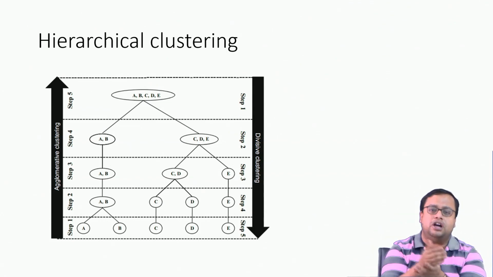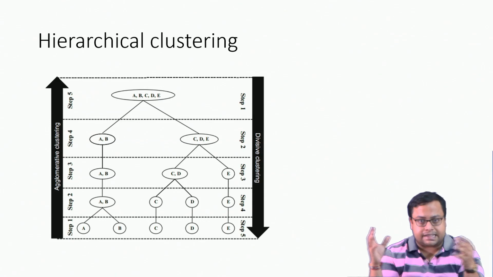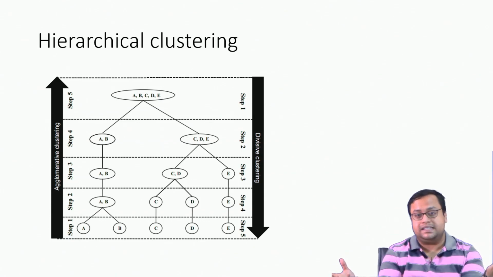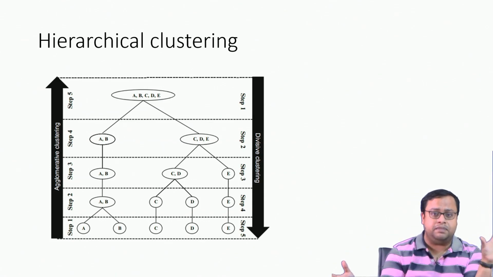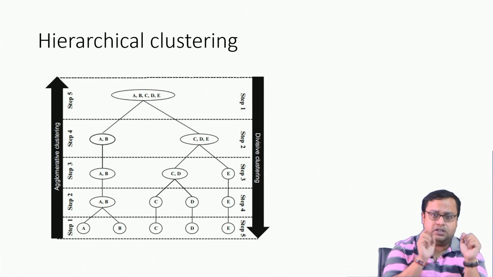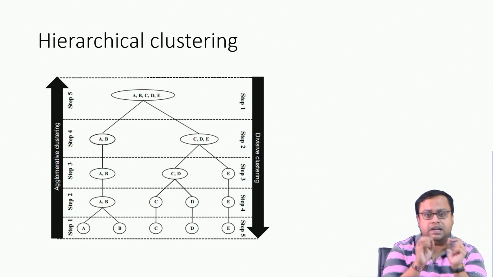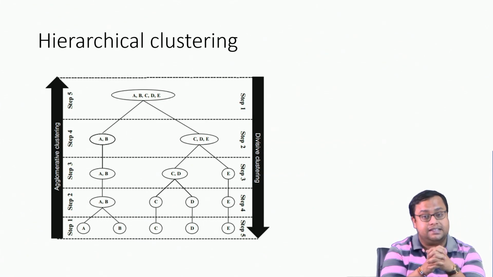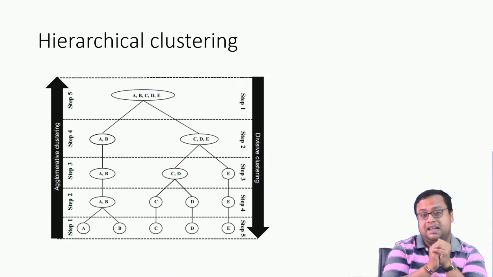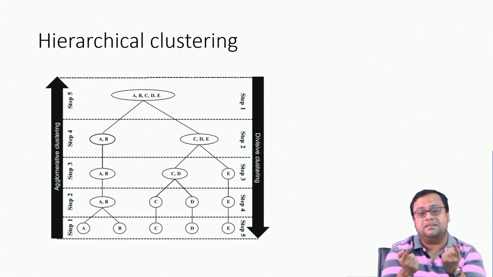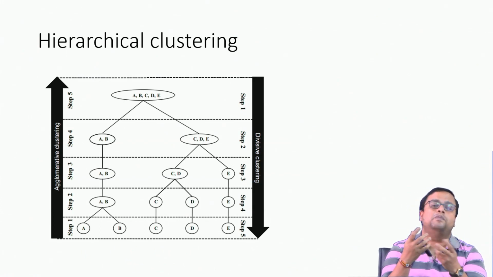If I keep on joining, the maximum possible number of segments is all 5, where each segment consists of only one customer. That is the maximum possible number of segments. What is the minimum possible number of segments? Yes, everybody is in the same segment, so there is only one segment available. So, you can do many things.